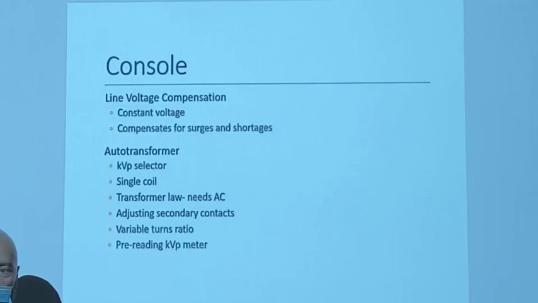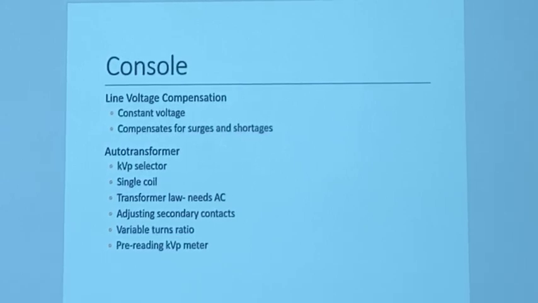It works off of the transformer law, so the ratio of turns on the primary side versus turns on the secondary side, we could increase or decrease our KVP if we brought those contacts on the secondary side closer together. And what happened to our voltage? Went down, right? If we spread them out, went up. It's a single coil. Again, it works off transformer law. By adjusting the secondary contacts, we can increase or decrease potential to feed into the high voltage transformer. Do we have kilovoltage at this point? No, we don't. We're just adjusting voltage in anticipation of it becoming kilovoltage.